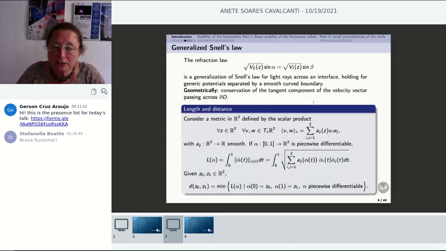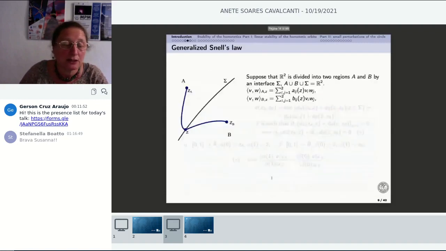Just to be precise on this point, we think of having some metric, and so the length, the Riemannian metric in R2, so we are given a certain matrix. So the length of an arc is, as usual, the integral of the length of the derivative of the vector with respect to this metric, and the distance of two points is just the length of the minimal length arc joining these two points.